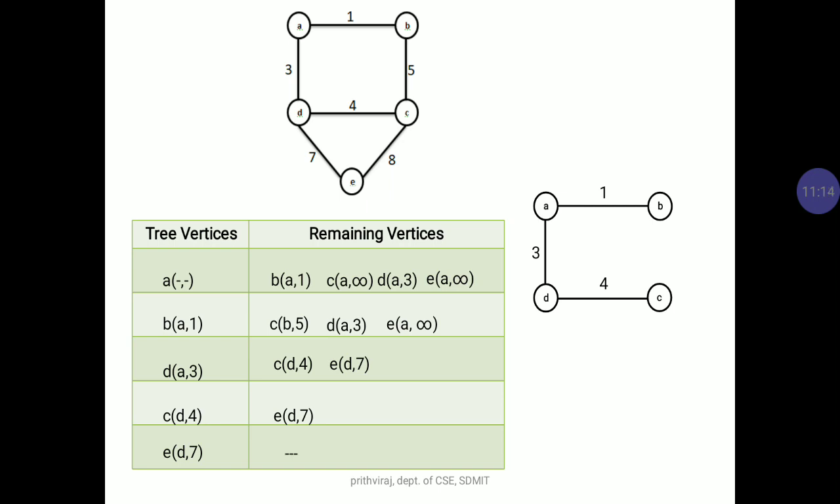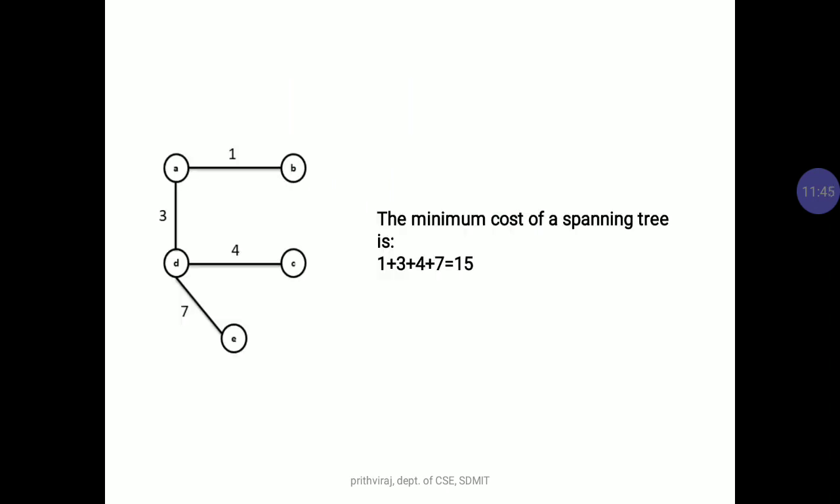Is there any vertices pending? No, there is no vertices remaining. Now lastly we have taken the edge D to E with the cost as 7. Okay, now this is the minimum cost spanning tree, so we can see in the diagram there is no cycles formed. We should not form any cycles in a spanning tree. So with this, minimum cost spanning tree is 1 plus 3 plus 4 plus 7. So total cost would be 15.